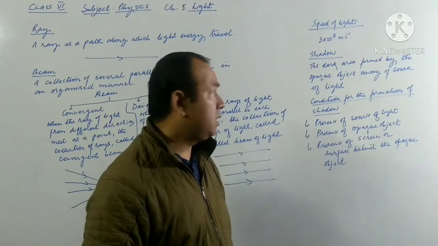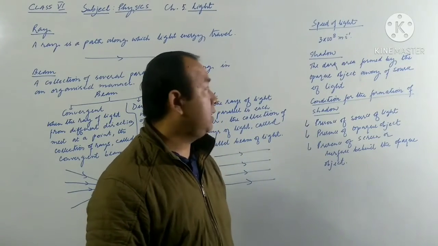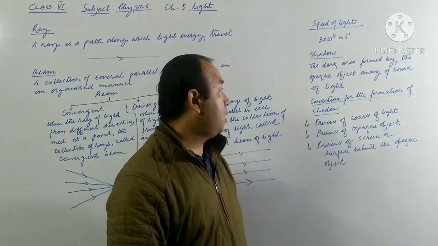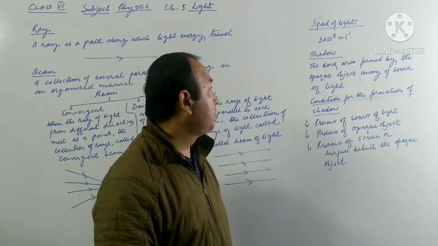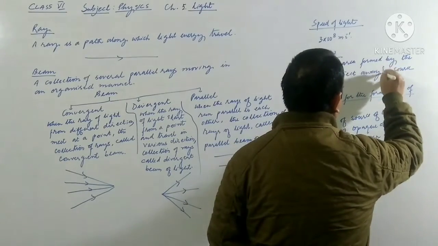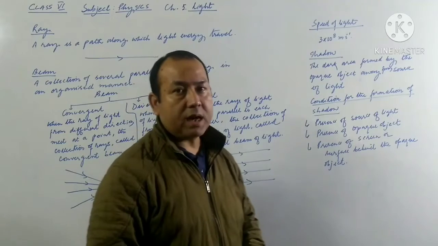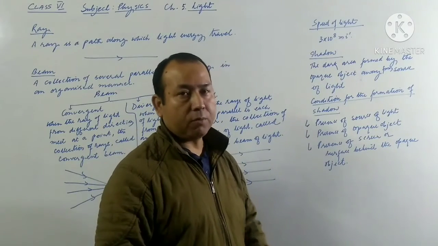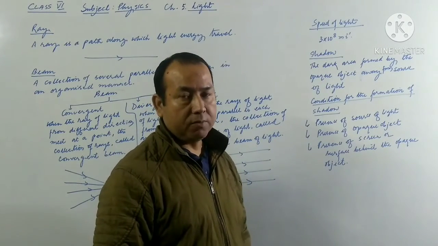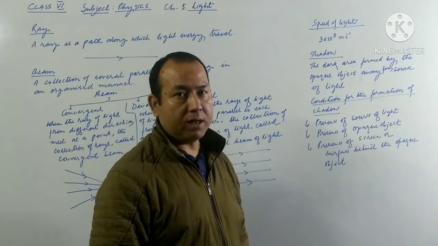To be more specific, you can define it by saying that the shadow is the dark area formed by the opaque object away from the source of light. And then let us try to understand the conditions for the formation of shadow. A shadow is not formed by a transparent object. It is always formed by an opaque object.